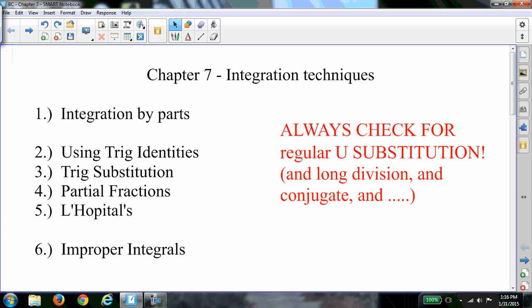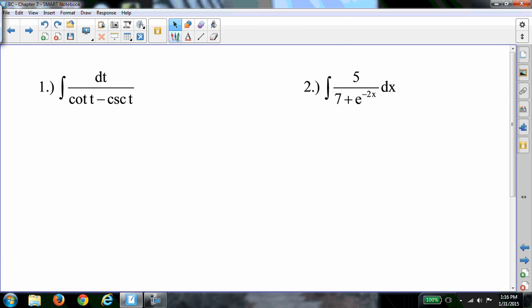This video will summarize the various types of integrals and integration techniques learned in Chapter 7. First, I need to emphasize that you should always check for the basic substitution techniques that we learned first semester, including long division, multiplying by the conjugate, and other things learned in Chapter 4 and Chapter 5. To begin, I'm going to start with some of the basic techniques that were reviewed in Section 1.